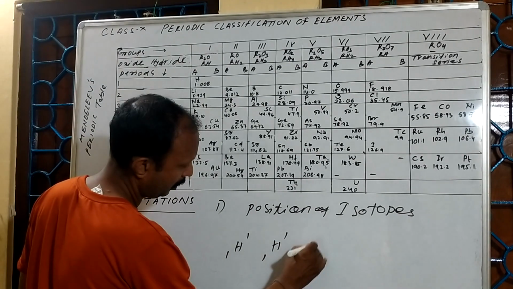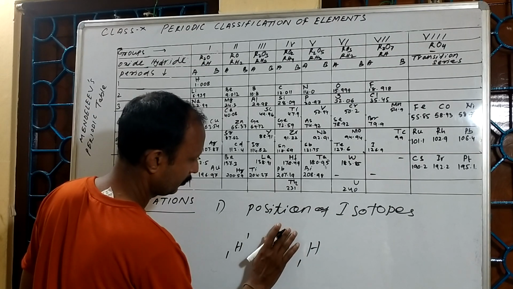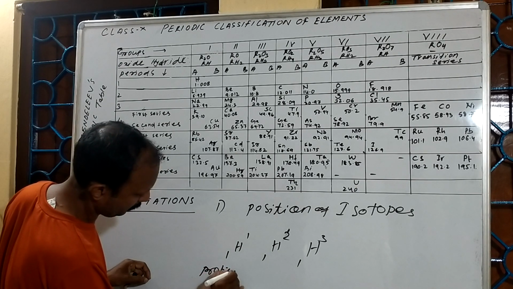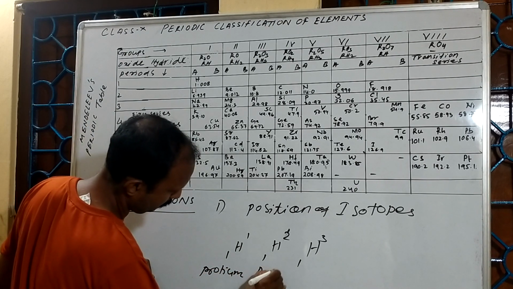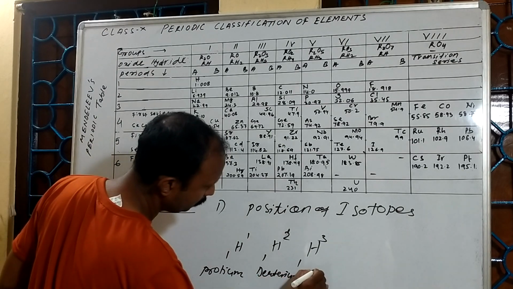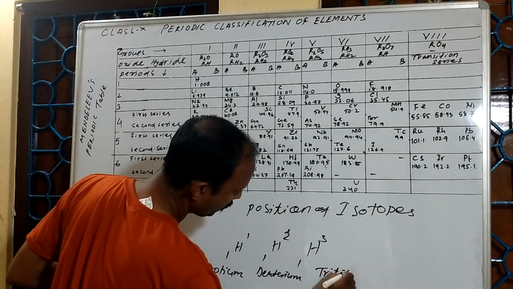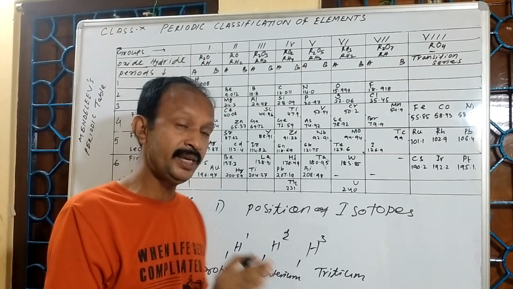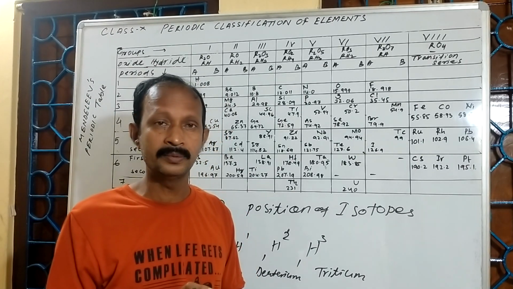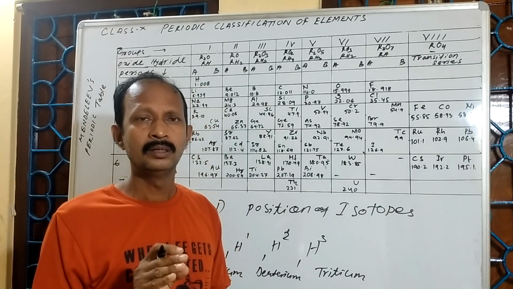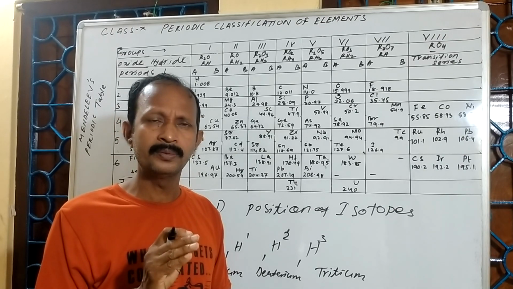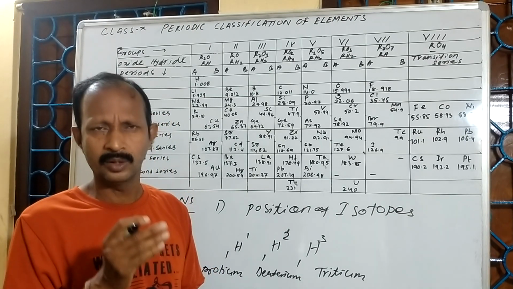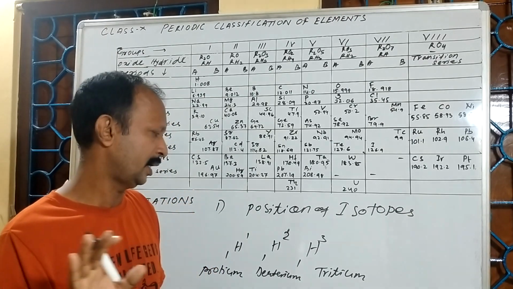these are protium with mass 1, deuterium with mass 2, tritium with mass 3. Many elements have more than one isotope; either 2 or more than 2 isotopes are there.